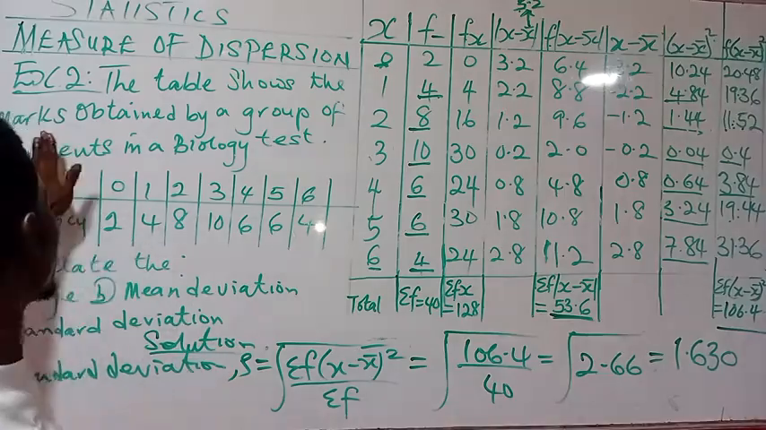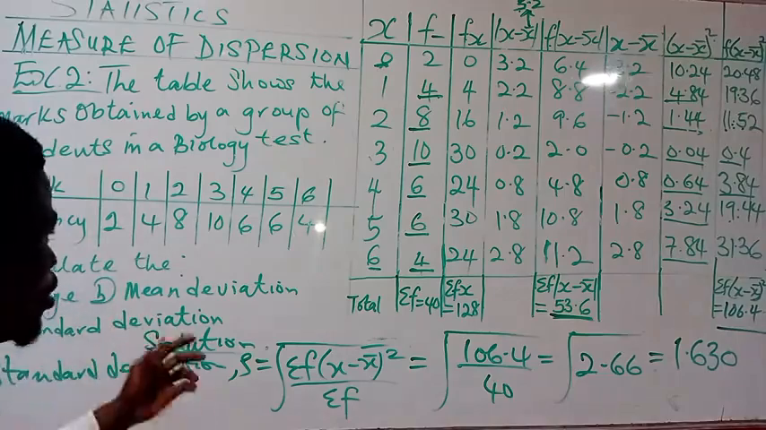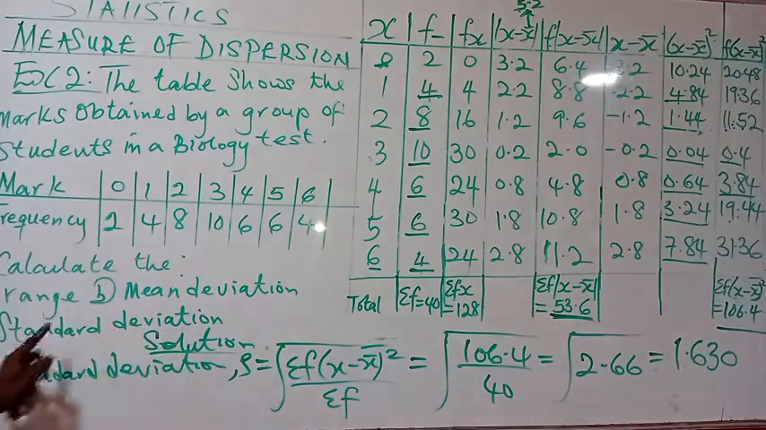So that's how to find the range, which is the highest minus the lowest, which gives 6 as the range. Then the mean deviation and the standard deviation.